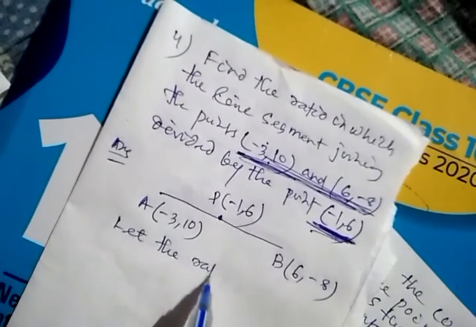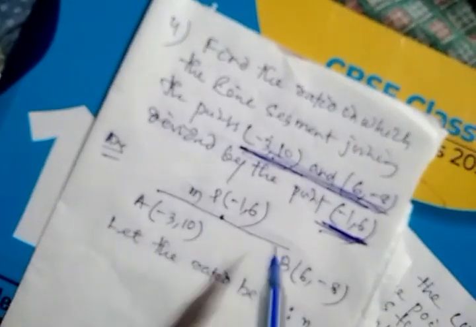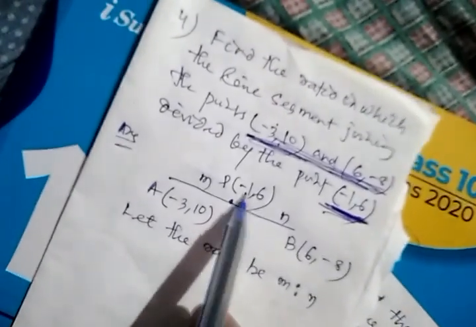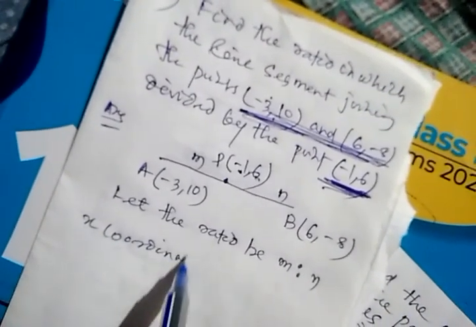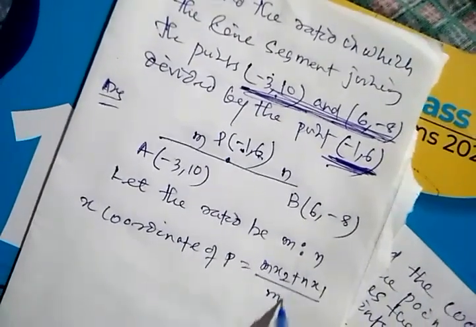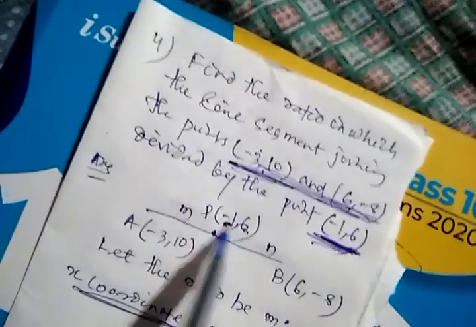First you write, let the ratio be m is to n. When this is m, this is n. So you have to use the section formula. Here both values are given, x coordinate, y coordinate. You can take any one. X coordinate of P equals to formula mx2 plus nx1 by m plus n. So this value is given or not? Yes, this value is given, that is -1.